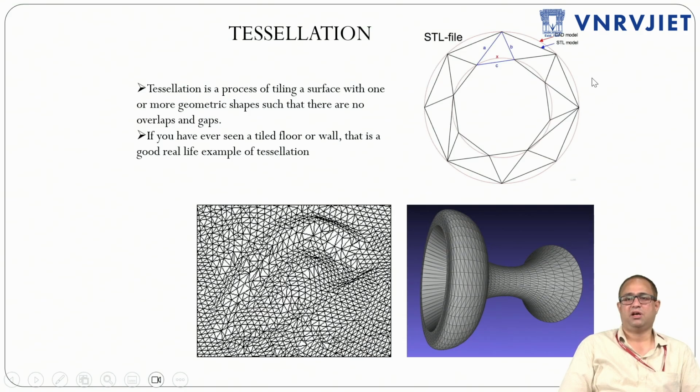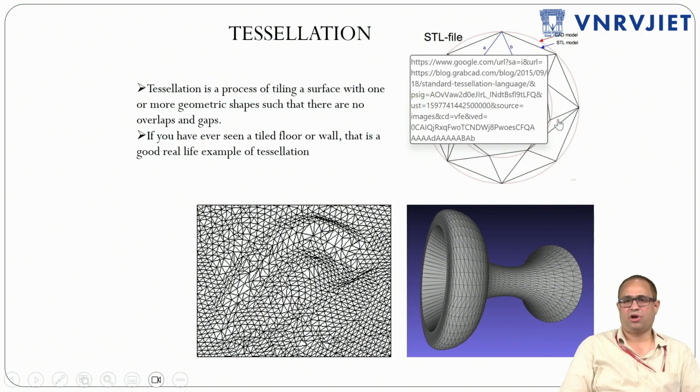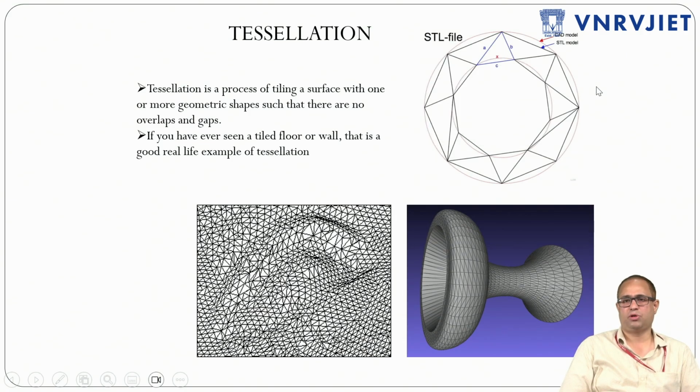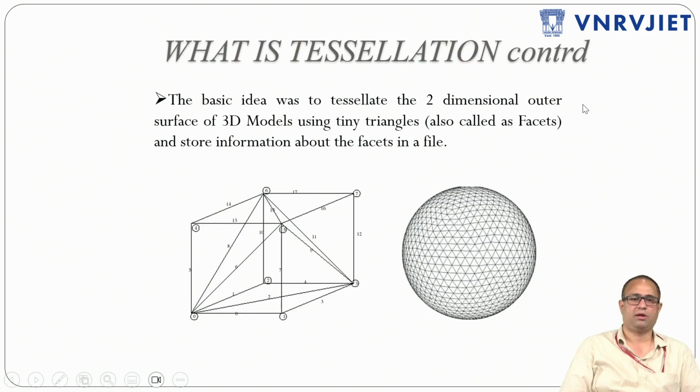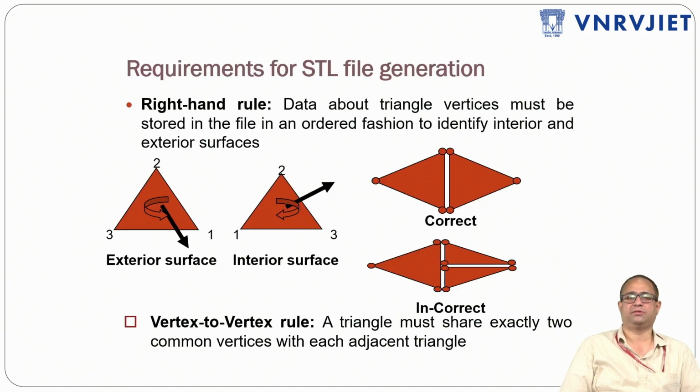As you can see in the figure, this is a CAD model, and inside that, your CAD geometry is going to be encoded. That is called the STL model. It is the outer surface of a 3D model represented with tiny triangles. These tiny triangles are also called facets, and together they store the information about the complete file.